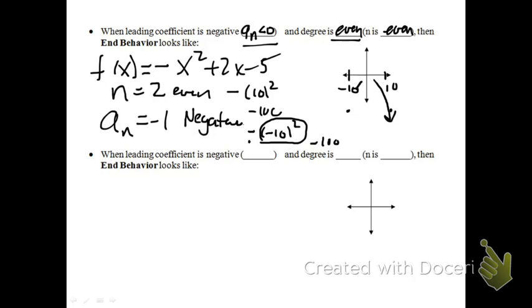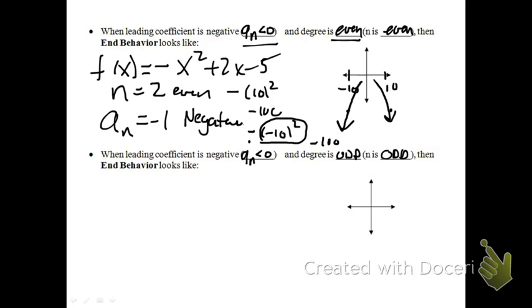So as you plug in small numbers of x, it's still going to give you really, really small outputs for y down low here. And if you think about it, you knew this was a parabola. That would just be a U-shaped graph opening downwards. So it kind of fits the end behavior that we have there. I just didn't connect the middle. Let's look at one last case. When the leading coefficient is negative, so a sub n is less than 0, and the degree is odd, or n is odd.